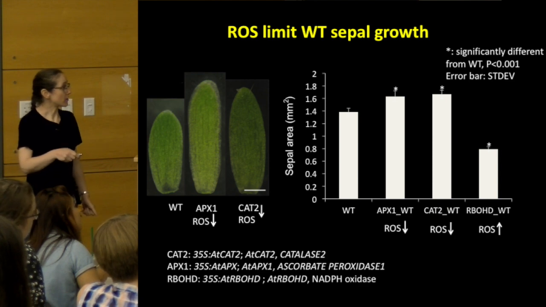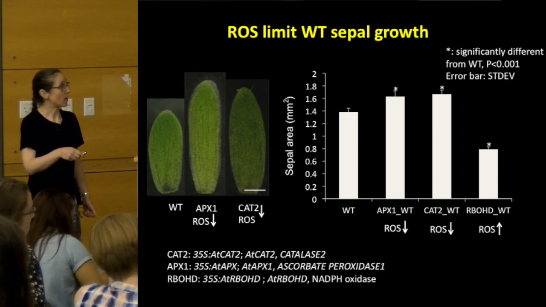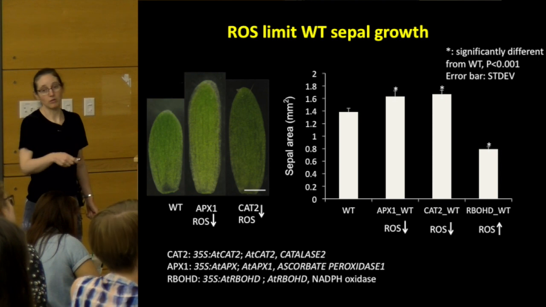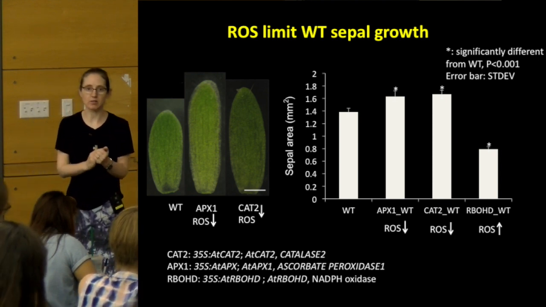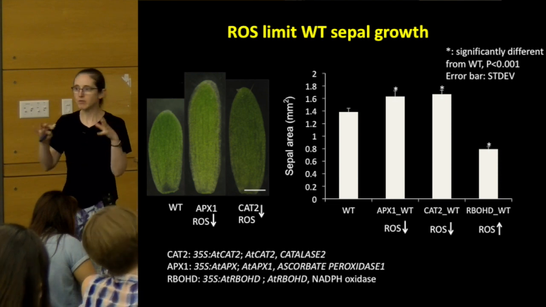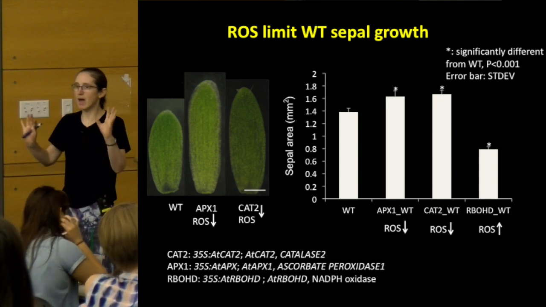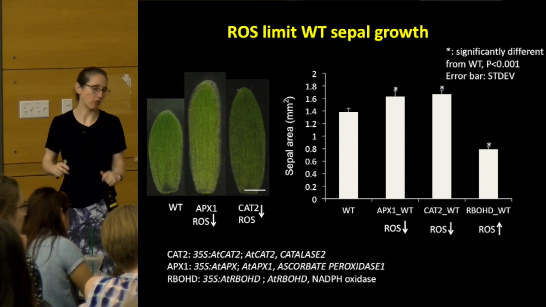If we increase reactive oxygen species by overexpressing RBOHD, then we get smaller sepals. So this is all in wild type. It's saying that these really are a signal in wild type. And what FtsH4 is doing is prematurely, massively increasing the signal and affecting growth.